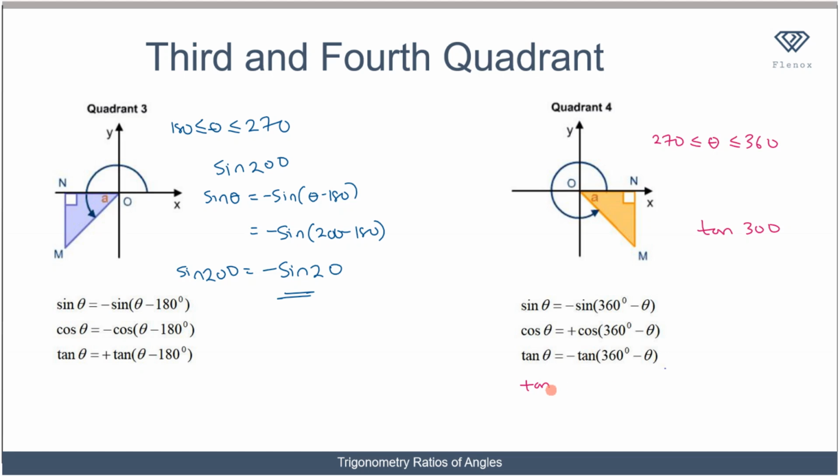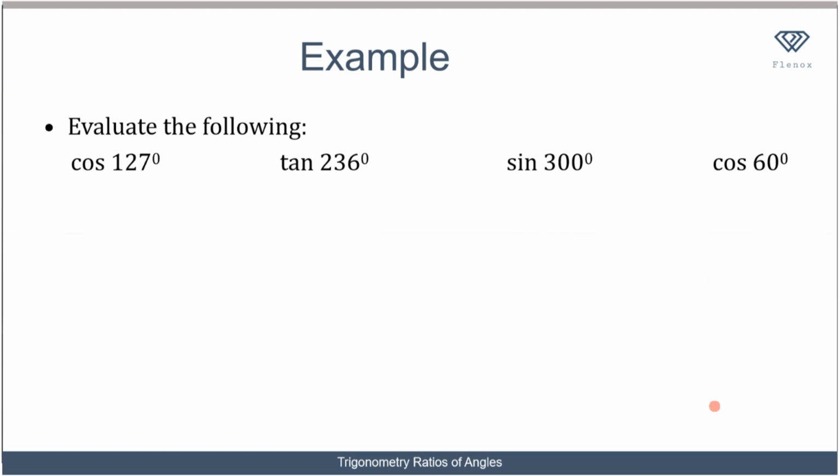So I know that tan 300 is the same thing as minus tan (360 minus 300). And what does that become? That becomes minus tan 60. So tan 300 is the same thing as minus tan 60. So let's look at some other examples.